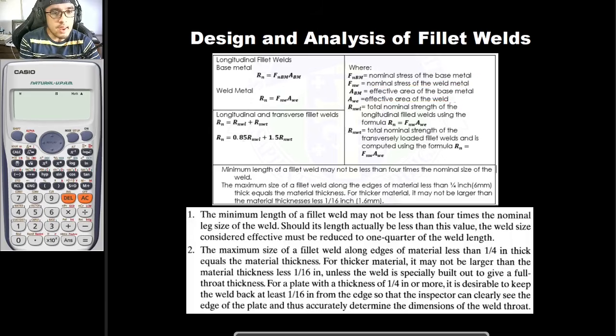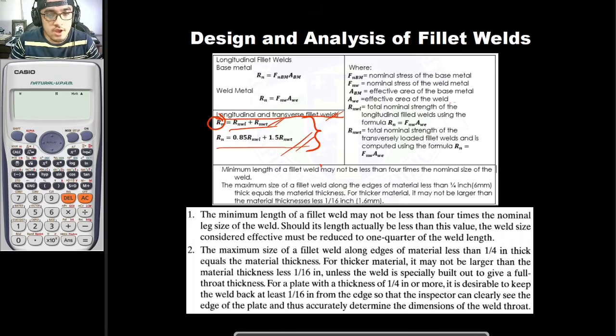If you have a combination of both longitudinal and transverse welds, to get its strength, you would be adding them or applying a factor onto it. Whichever is larger of these two values right here would be the strength. So once again, the larger value.